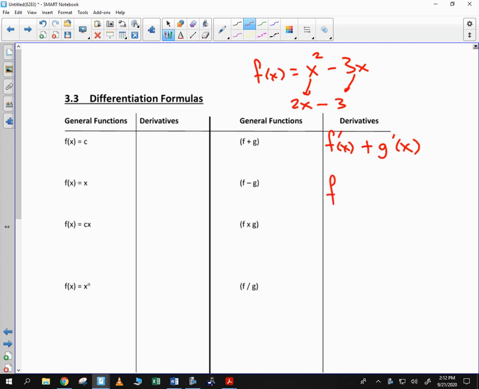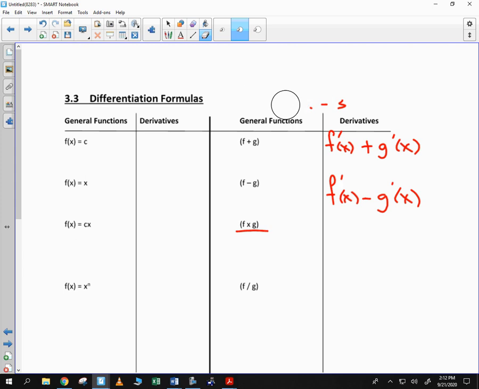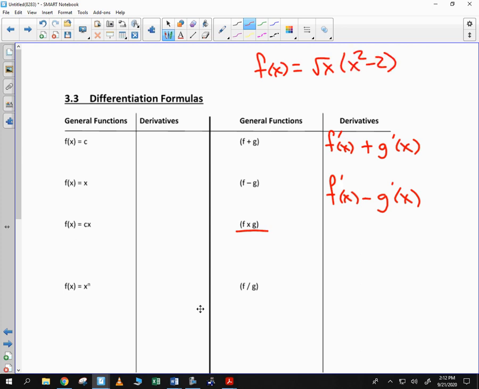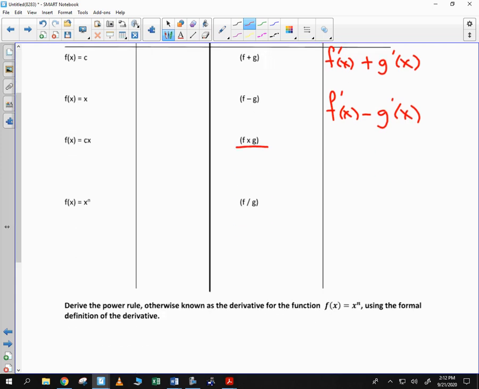And same with subtraction, f prime of x minus g prime of x. But when you multiply them, it doesn't work out that way. So for example, suppose you have f of x is equal to the square root of x times x squared minus 2. You can't say, well, the derivative of the square root of x is 1 over 2 root x, and the derivative of x squared minus 2 is 2x. That does not work. It doesn't work like that at all.